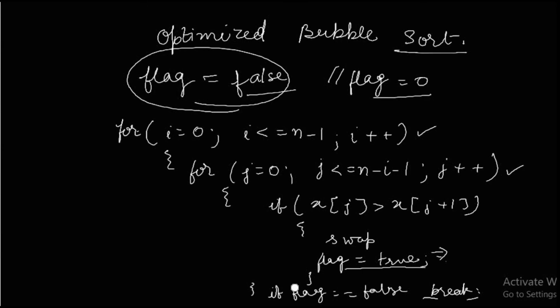Also, bubble sort is actually a stable sort. What is the meaning of stable sort? It means that if two values are equal, then it is not going to change the relative order of these two values. One more thing about bubble sort is that it is a non-recursive technique, because we are not using recursion anywhere.